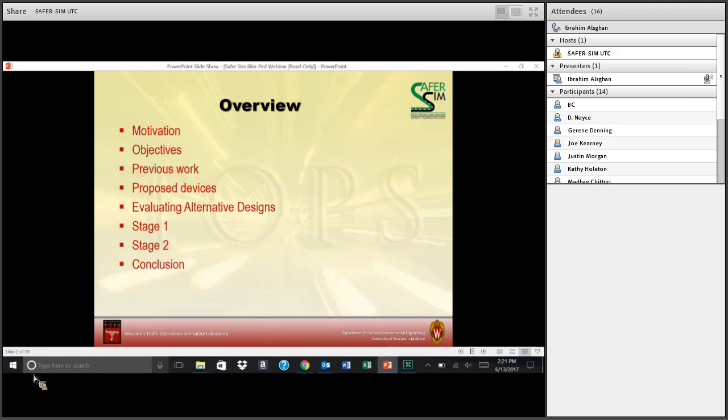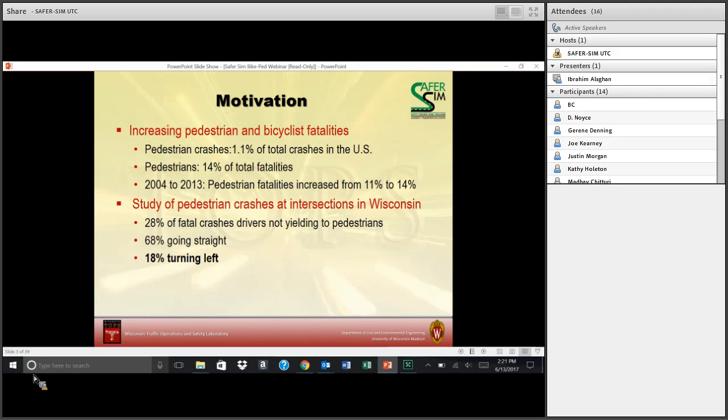First, we're going to talk about the motivation for developing and evaluating such a countermeasure, and the objective, the previous works that have been done, and also what we have reported in the beginning, and how we evaluated it. That's through stage 1, stage 2, and we end up with some conclusions. So, Jacob, if we go to the next slide, yeah.